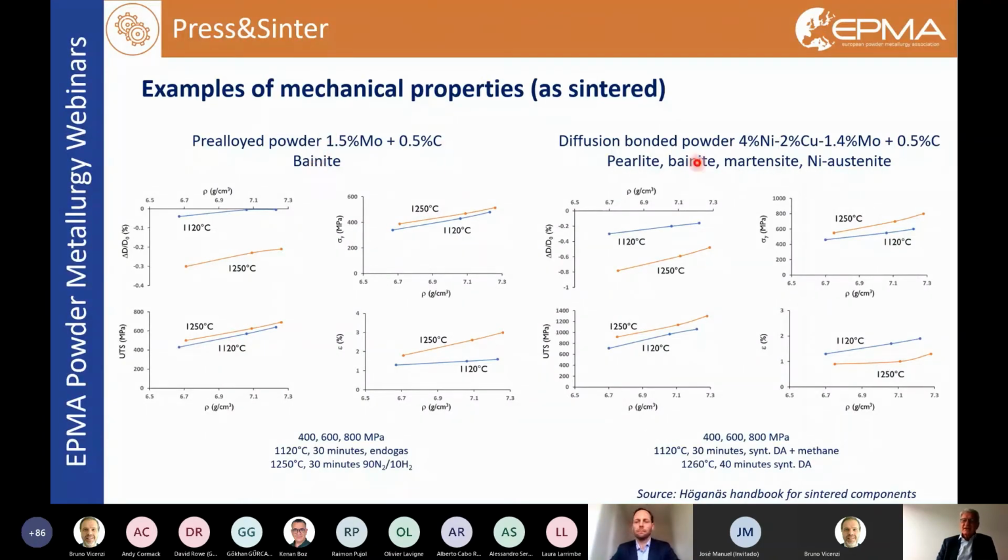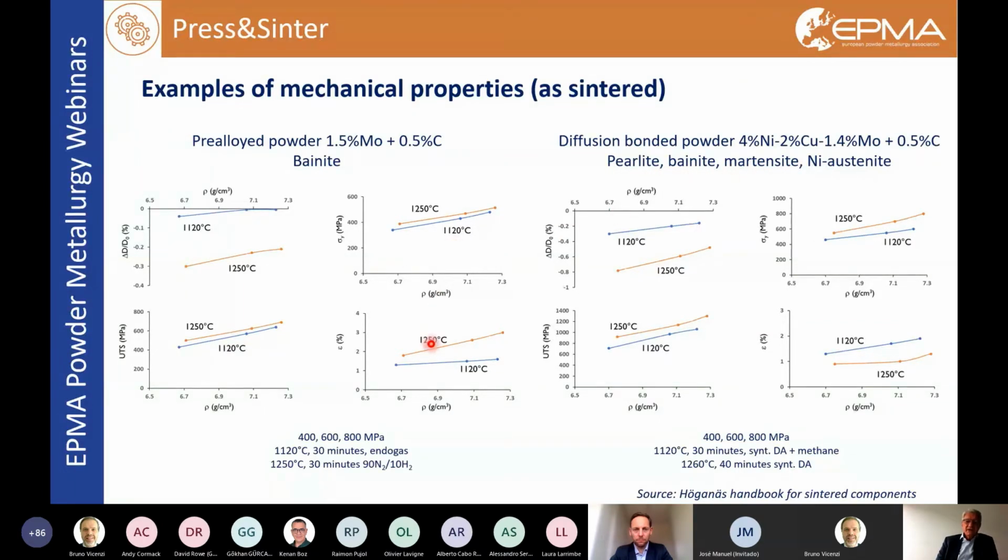On the right side, the properties are relevant to a more alloyed material. This is widely used in PM, obtained by adding 0.5% carbon to this ferrous powder, where nickel, copper, and moly are added with a diffusion bonding system that has been mentioned by my colleague Jose Torralba in his presentation. In this case, the microstructure is very complex because it contains perlite, bainite, martensite, and nickel austenite.